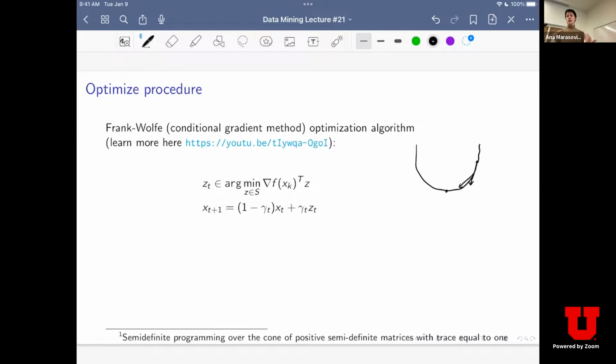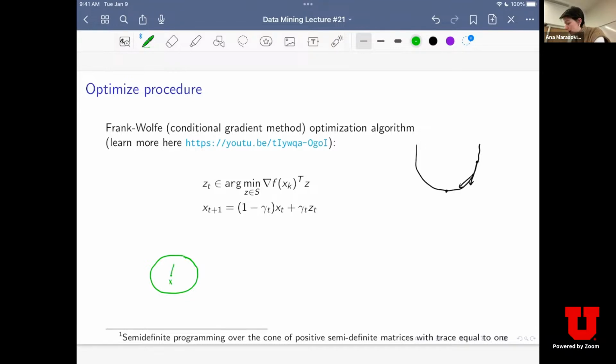And Frank-Wolf is just another algorithm to do something that projected gradient descent is doing. Let me maybe show you with a sphere. Imagine you have the set where you want to find the solution for your optimization problem to be this circle. And let's say in the current iteration, you are over here.